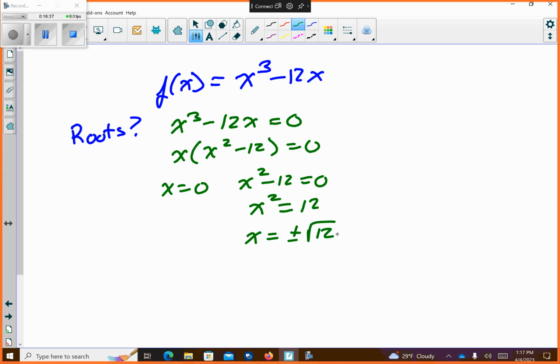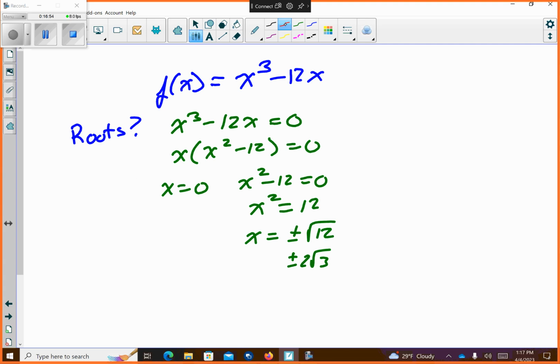Okay, yeah, you could rationalize root 12. You could say it is 2 root 3. You can leave it as root 12. I'm not too concerned. Okay, so there's our 3 roots. We have 2 here and 1 here. Okay, the interval where this is increasing.